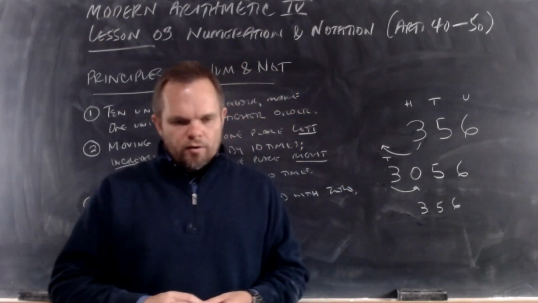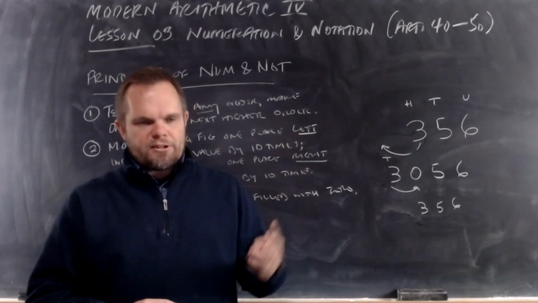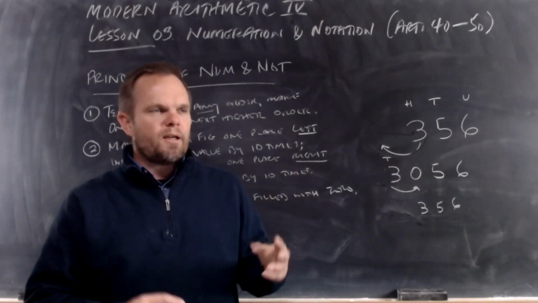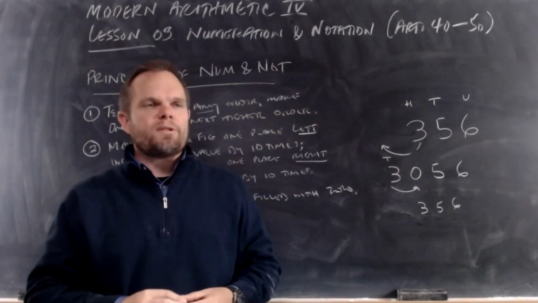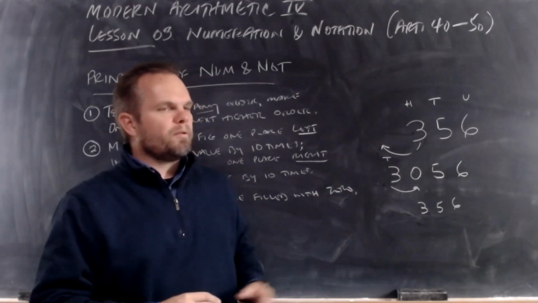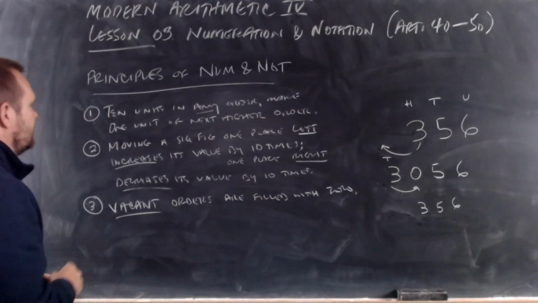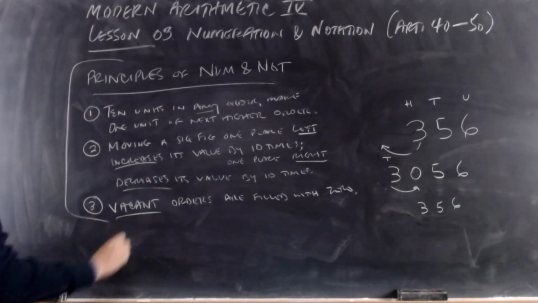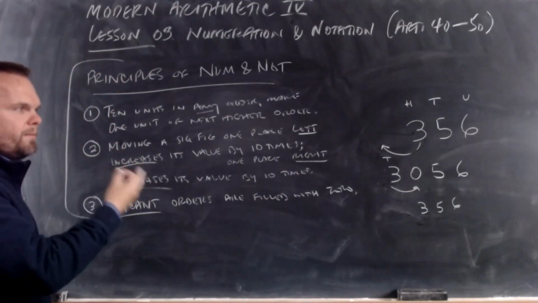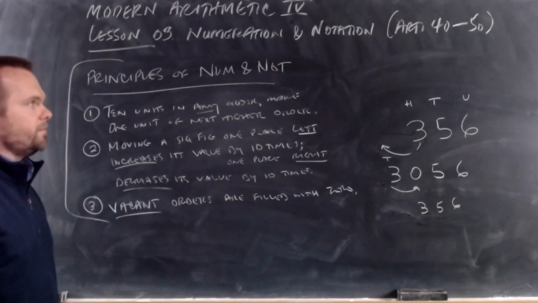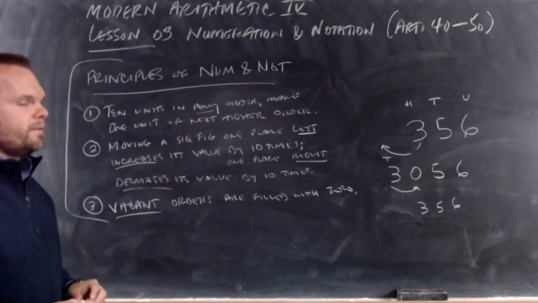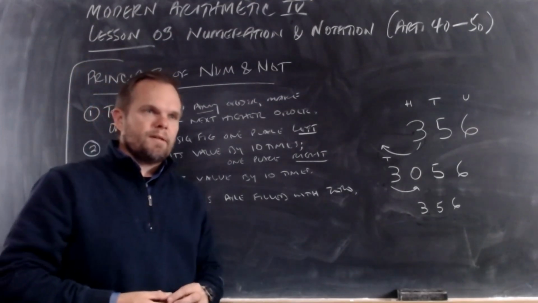So in Article 48, we learned three principles that really explain this whole system of numeration and notation. So the point of this lesson is really to lead us to these three principles. This is a summary of this whole system of numeration and notation in arithmetic.